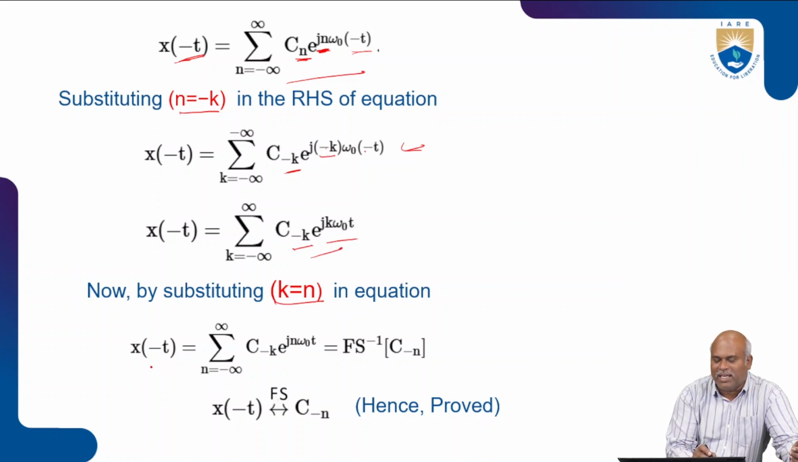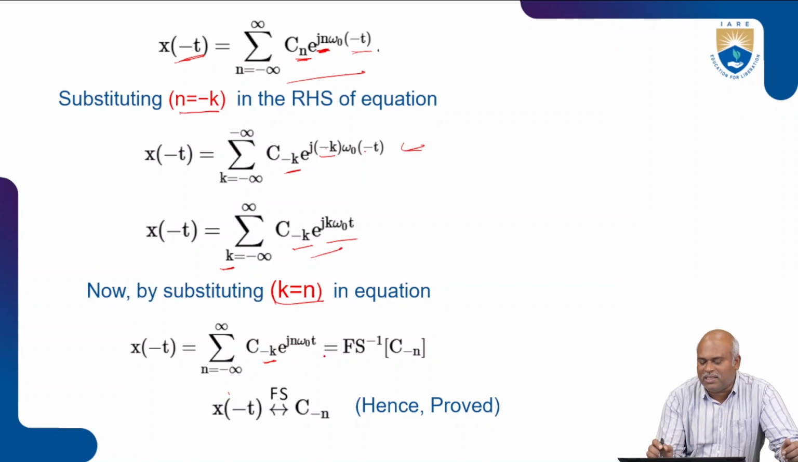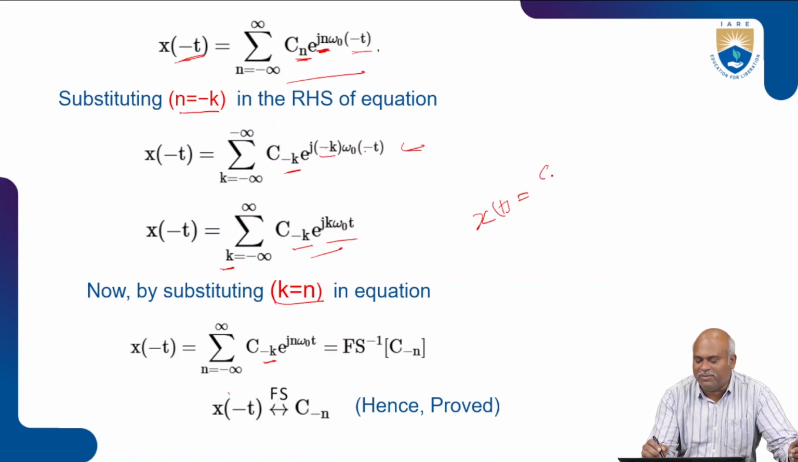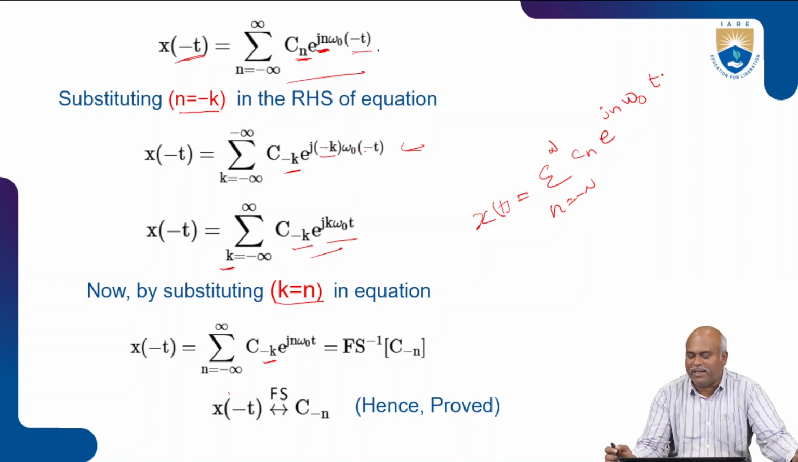Now I write this equation, x of minus t, is equal to summation of n equal to minus infinity to plus infinity, where I changed k, so c of minus n e power j n omega 0 t. Now we can look at this equation. What is that? That is the Fourier series, represented as summation of n equal to minus infinity to plus infinity c of n e power j n omega 0 t.